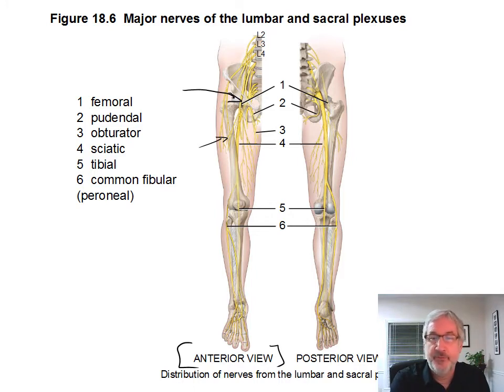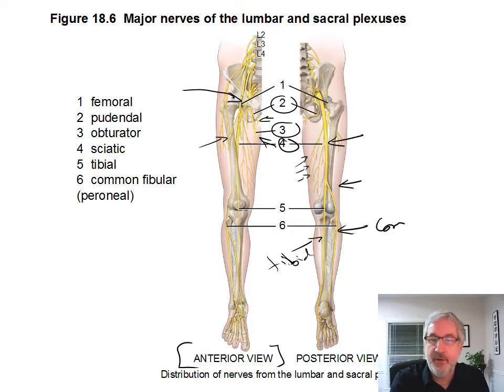Then you have the pudendal is number 2, and so you can see that those nerves are coming right over here and doing the pelvic floor. Then number 3 is the obturator, that's doing the inner thigh muscles there. And then number 4 is your sciatic, and it's on the back. So we'll look on the back side here. So here's sciatic, and there's branches here that are doing the hamstrings, and then it splits into the tibial, and the common fibular, or common peroneal, if you want to call it that.